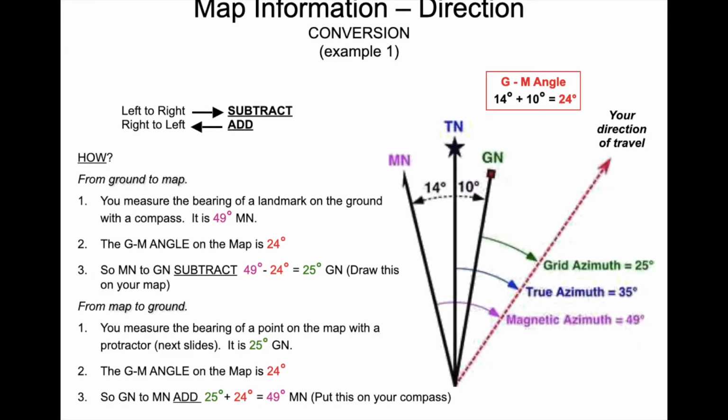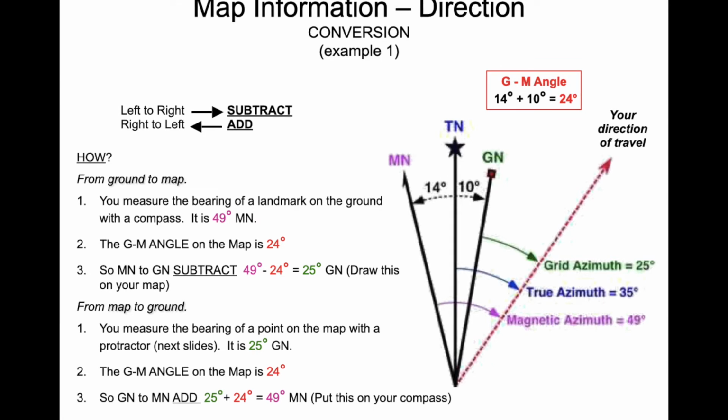So here's an example. Let's run through it. Pen and paper. We have our references at the top there. Left to right is subtract. Right to left is add. We've got our GM angle that we work out, which is 14 degrees plus 10 degrees, equal to 24 degrees total for our GM angle. That's in the top right.